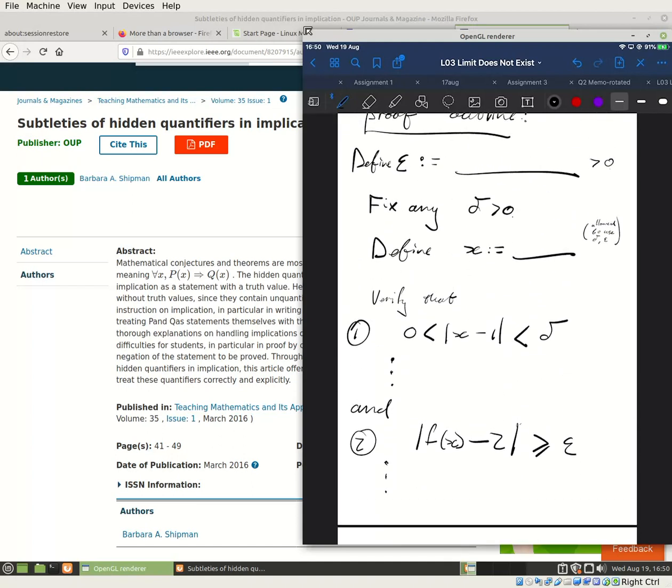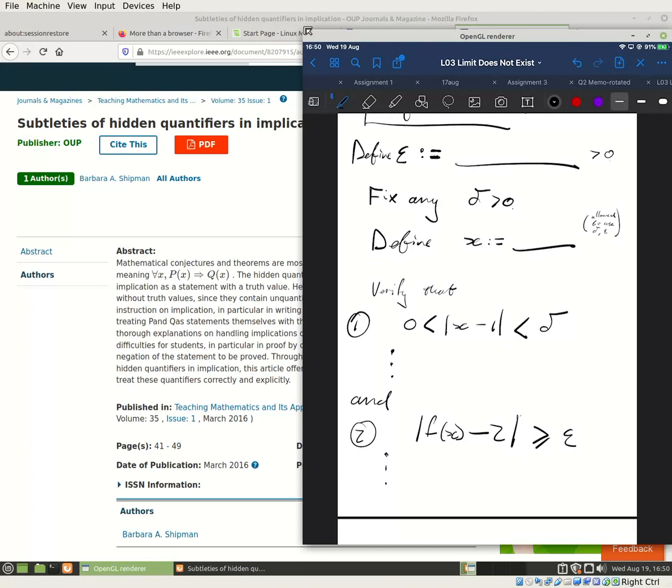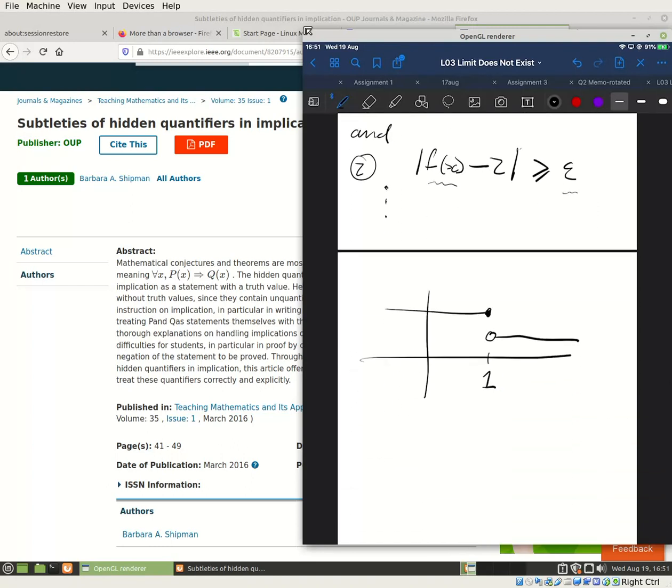So it says here, we must find an epsilon so that for any delta there exists an x which is within a delta distance of 1, but for which the function value at that x is further than an epsilon distance from 2. So 2 is over here.